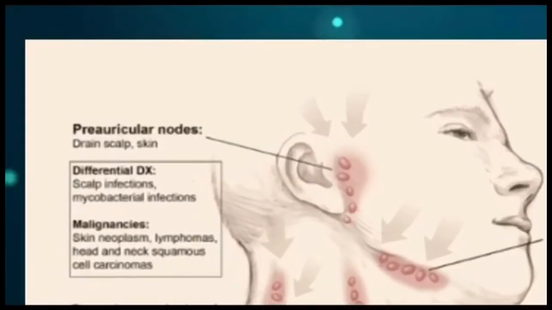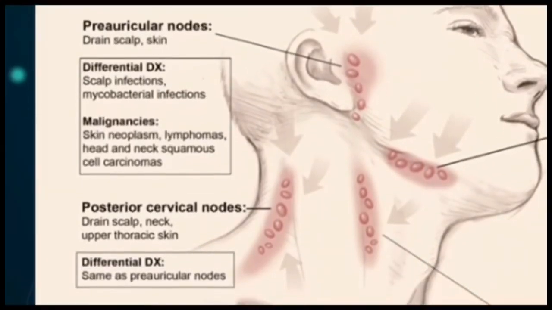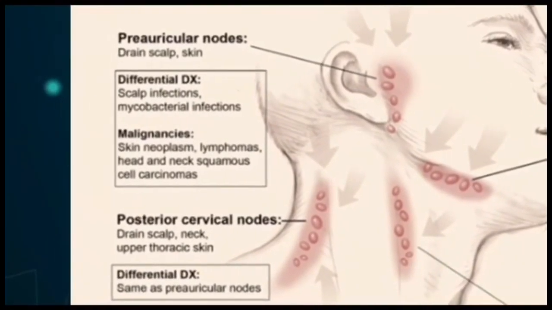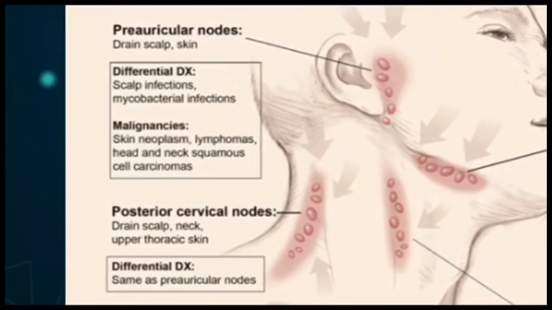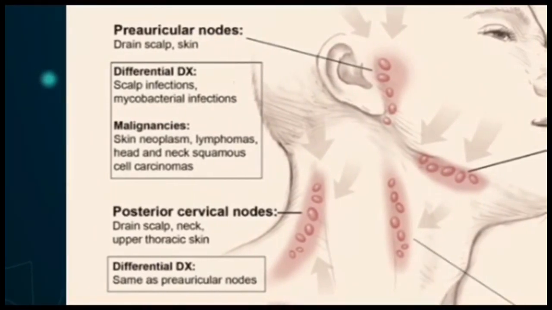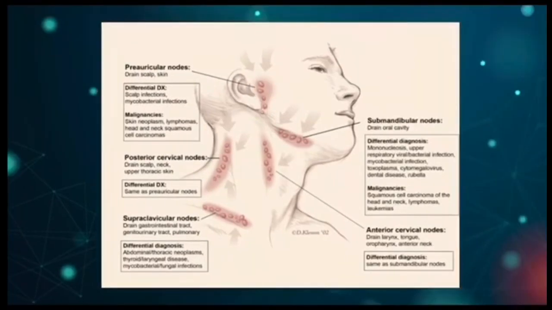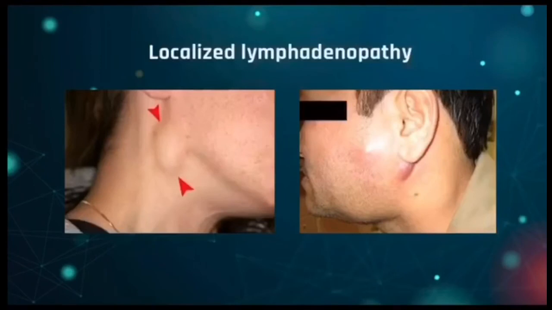For example, the preauricular nodes, which give drainage to the scalp and skin, if they get swollen, it could be a scalp infection or mycobacterial infection, or it could be malignancy, such as skin neoplasm or head and neck squamous cell carcinoma. And this picture shows us localized lymphadenopathy in the neck and in the face and how it is swollen. Thank you for your attention.